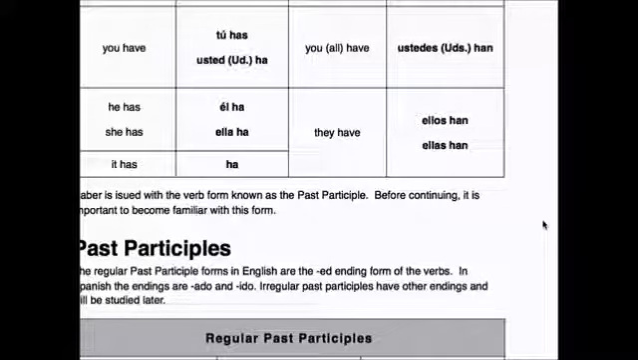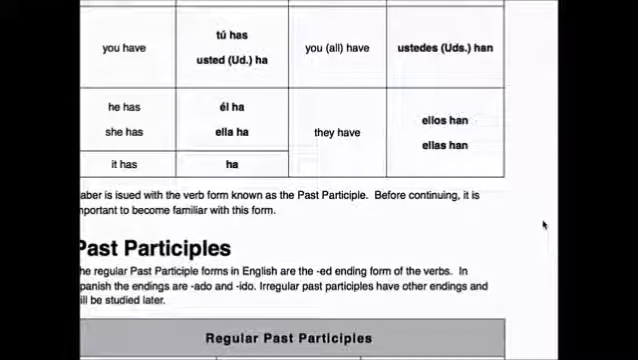Present participles in English are going to be the ing ending form of the verb. Right? I am studying, right? I am traveling, right? And the infinitive in English is going to be the form of to plus the verb. To eat, to run, to jump, to do whatever, right? So the compound is going to be haber plus a past participle.